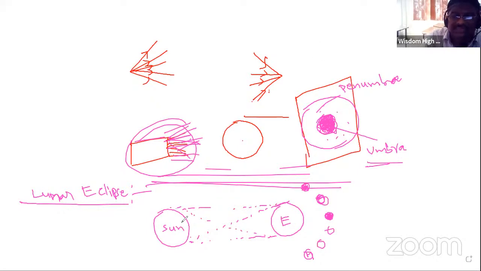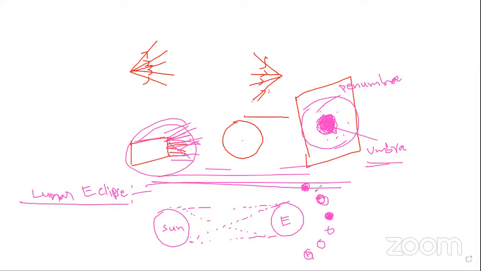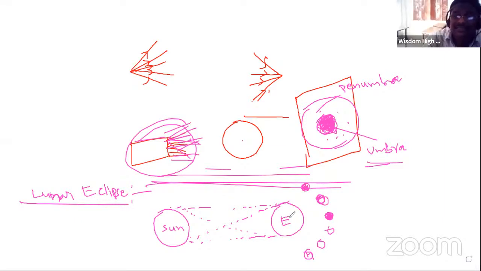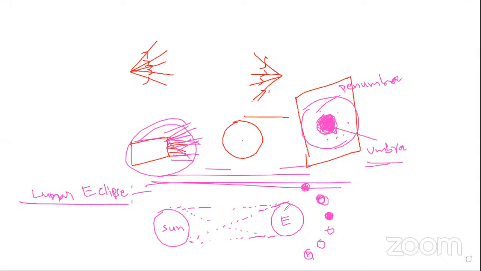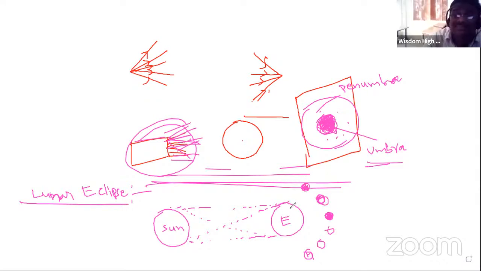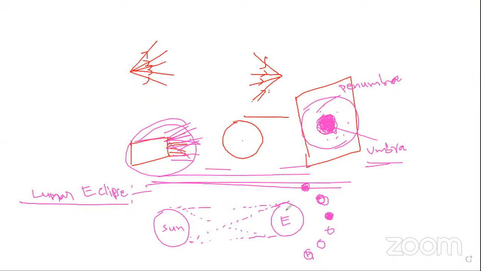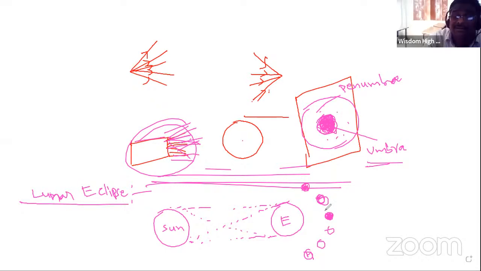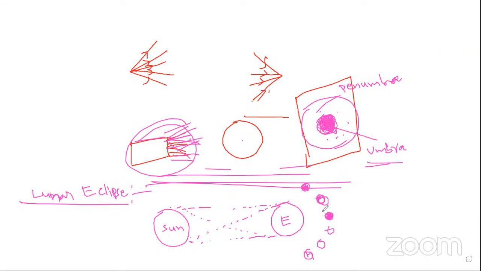Here the sun is there, and the Earth is in the middle. The moon revolves. At the time of the moon revolving, the people living on the surface of the Earth can't see the complete moon, because Earth's shadow is formed above the moon. For them, a complete lunar eclipse appears.